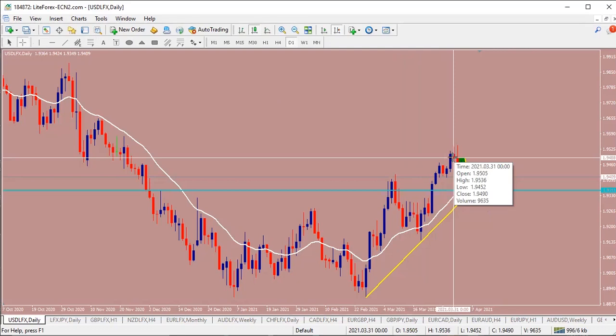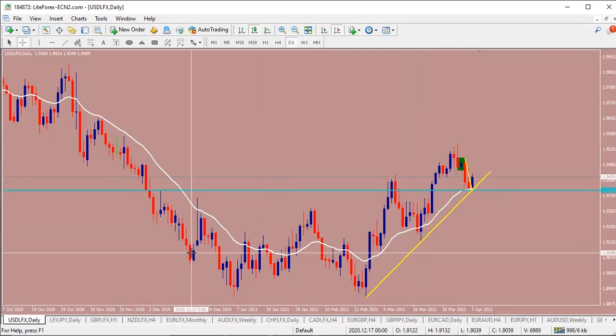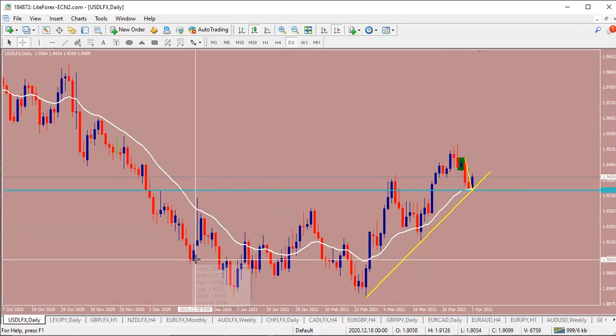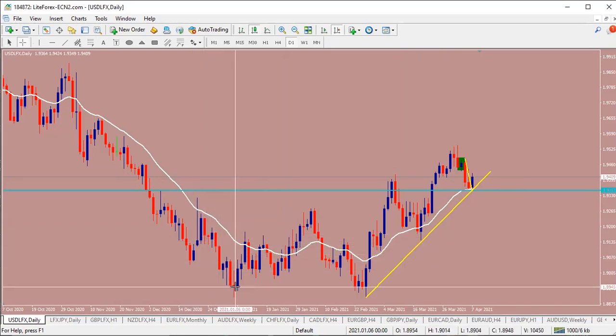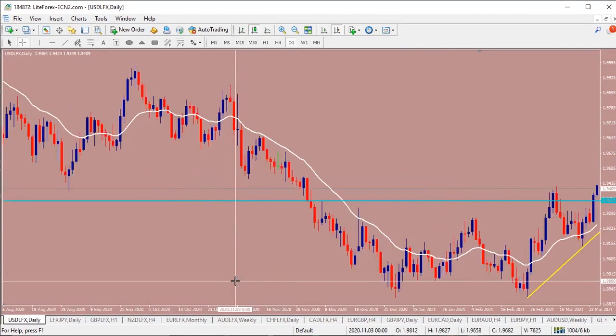Do you see? The second one here, let's see. 1, 2, 3, 4, 5. After the 5th bar, price drops. Can you see? Yeah. Now let's look for another one.